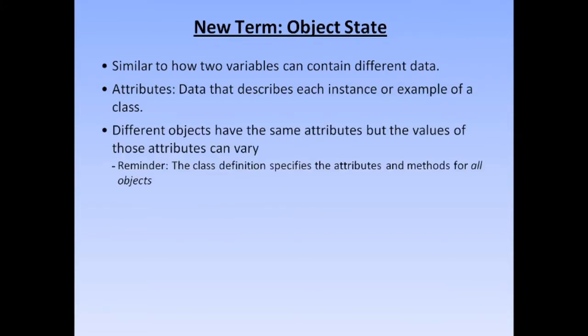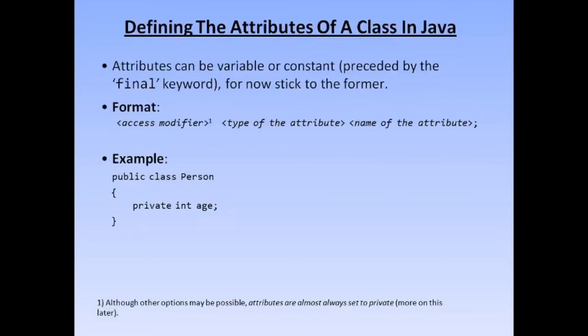Now attributes are the data that describe each instance or example of a class. Different objects have the same attributes, but the values of the attributes can vary. Suppose in the previous example the class has the attribute age. Whenever objects of the person class are created, they will have different values of age in their implementation, in their instantiation.